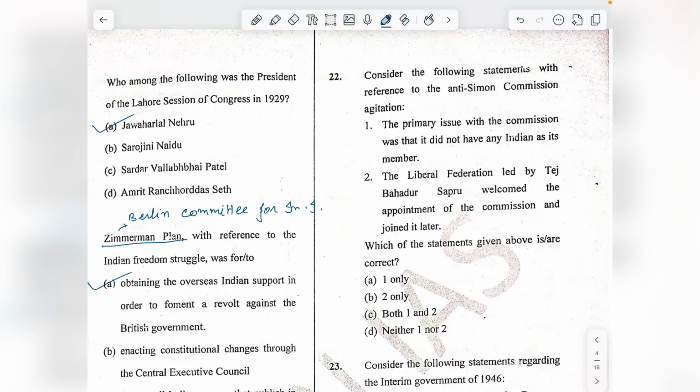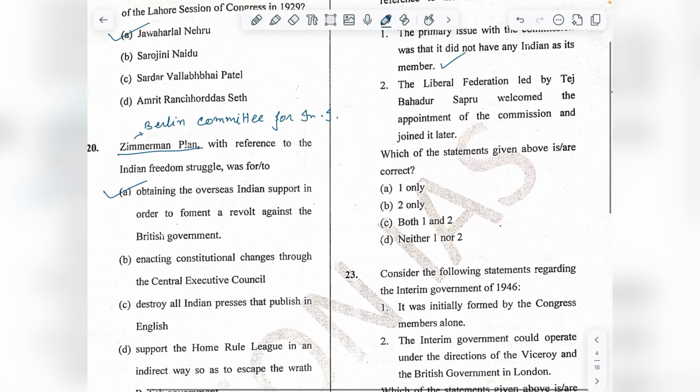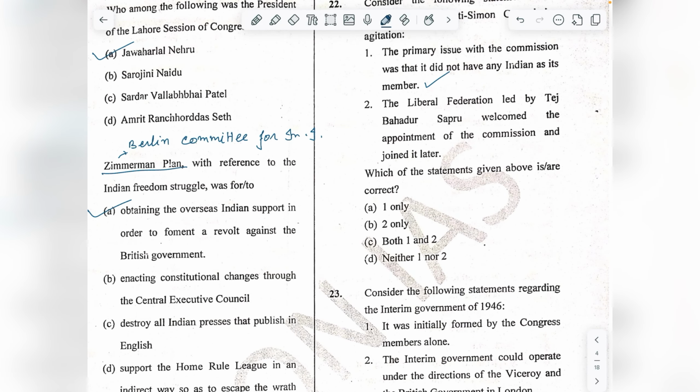Consider the following statements with reference to the anti-Simon Commission agitation. Number 1. The primary issue with the commission was that it did not have any Indian as its member. This statement is correct. Number 2. The Liberal Federation led by Tej Bahadur Sapru welcomed the appointment of the commission and joined it later. It is false. So correct, only one. Option A is the correct answer.